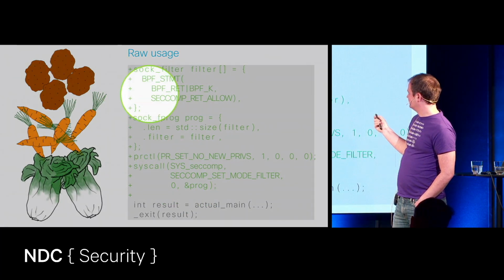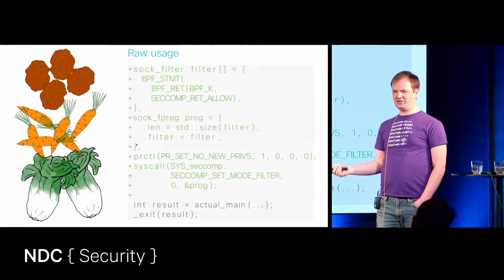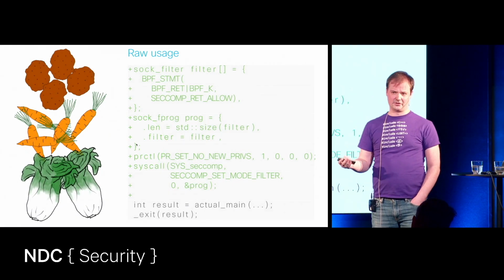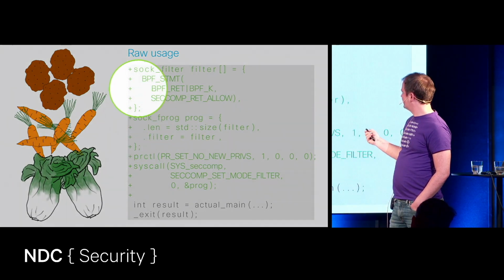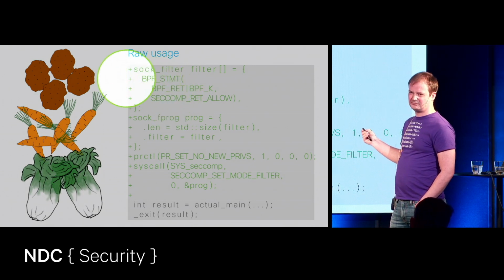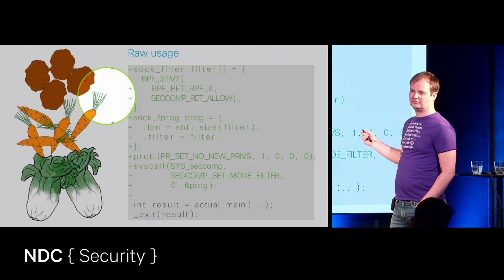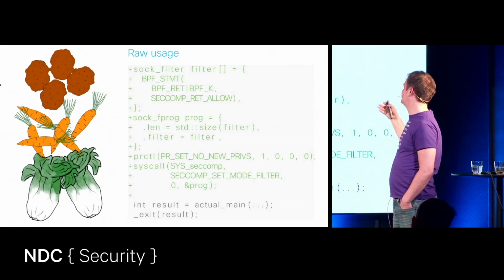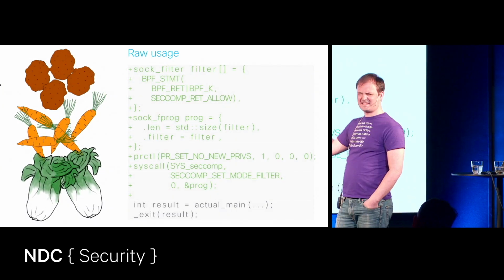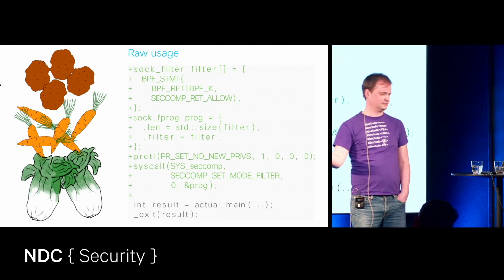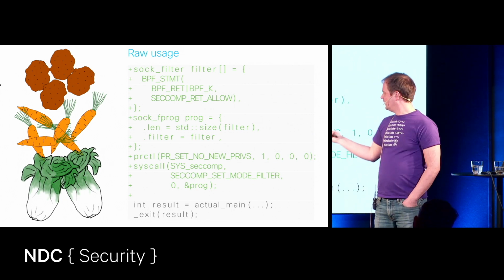And this filter contains statements and jump instructions, basically. So this one is a statement, and all it says is return allow. So you allow every single system call. This is basically what you have as default.